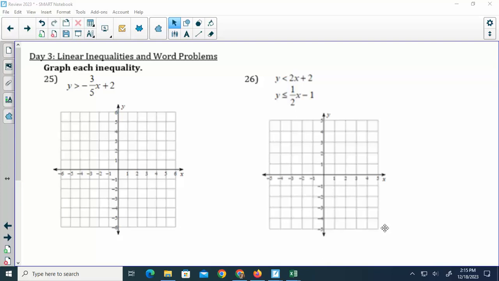The next thing that we are reviewing is graphing the linear inequalities. Remember, it's just like graphing a line to begin with. We start with y equals mx plus b, so what's my slope here? My slope is negative 3/5, my y-intercept is a positive 2. So we put our point at positive 2. And then how do we denote the slope from there?